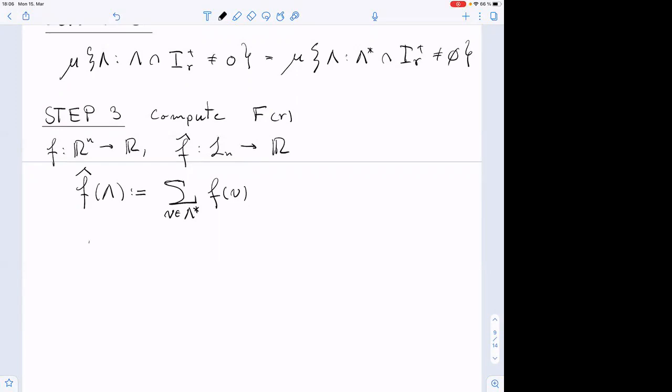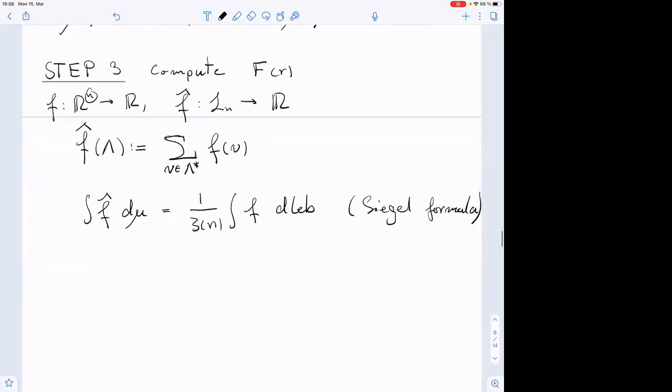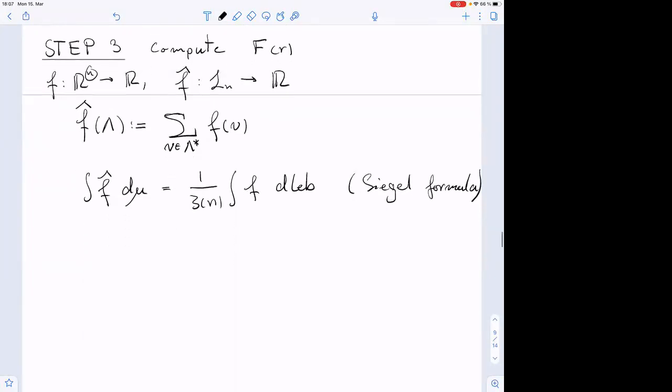Okay, so that's the modified Siegel transform. And then there's a Siegel formula coming with it, namely that if we integrate this f hat function, we get 1 over zeta n, in this generality with n, times the integral of f with respect to the Lebesgue measure. So this is the Siegel formula. Okay, and that's actually all we're going to need. So now we'll split into the cases.